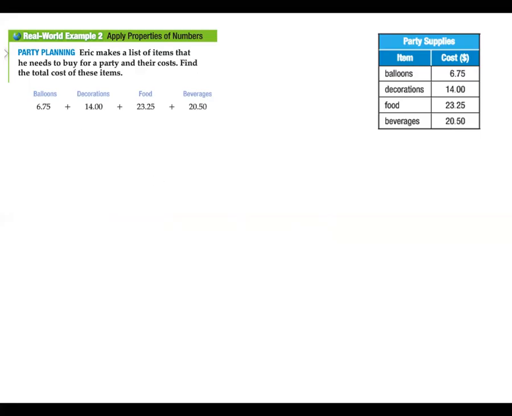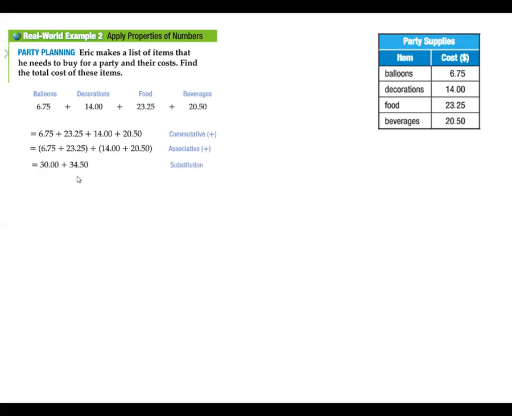All right, if I'm trying to do this in my head, I might want to add the 6.75 and the 23.25 together first, because the change, the 75 cents and the 25 cents, are going to add up and make a whole even dollar amount together. And then these two together are going to add up very nicely and just give me 50 cents. So I would have $30 plus $34.50.